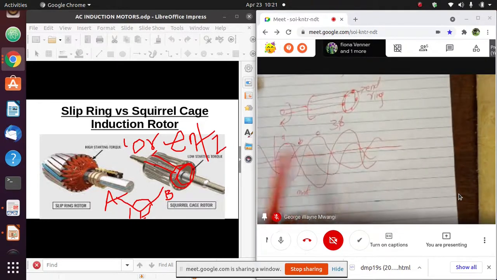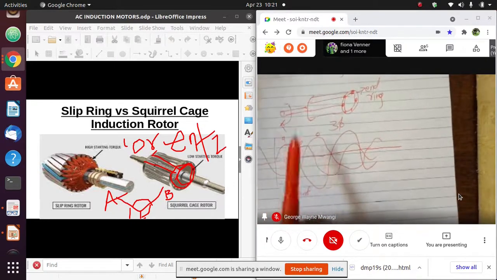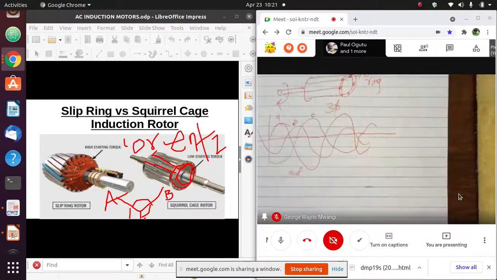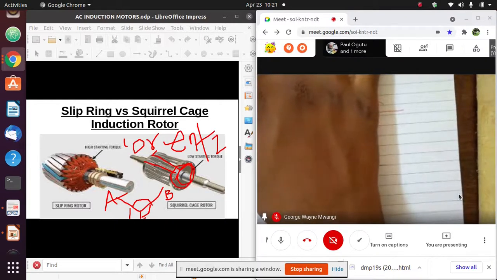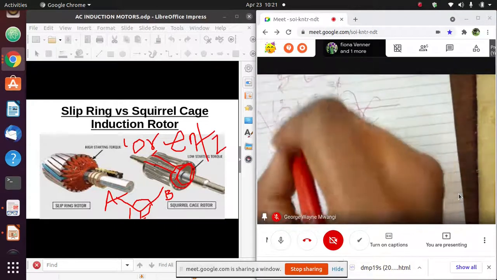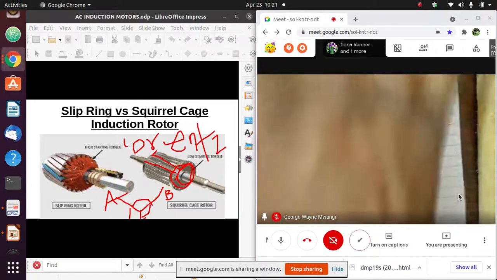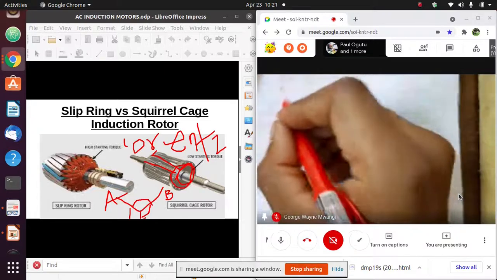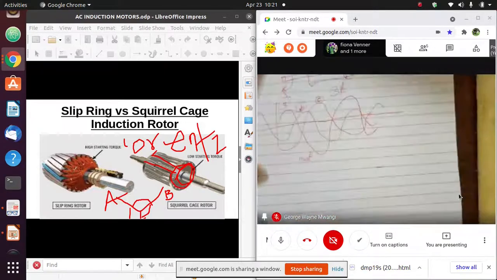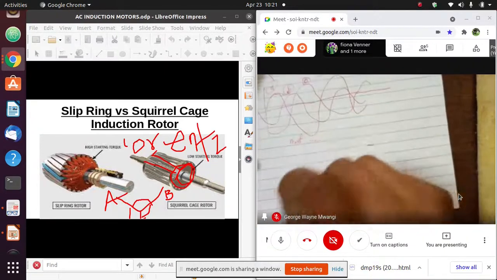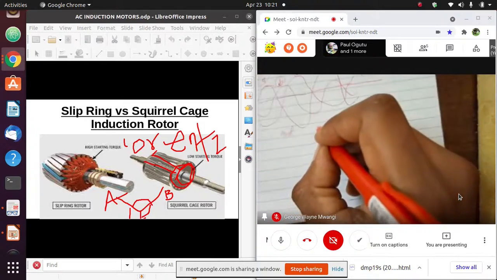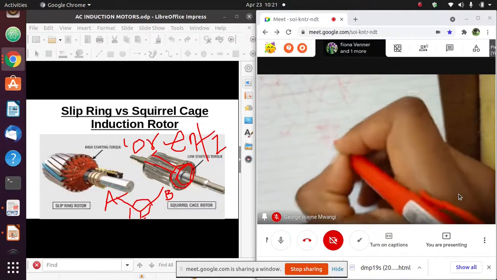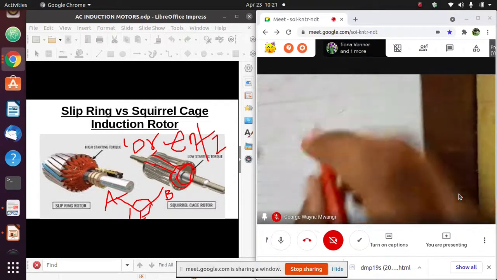What happens is the effect of these currents, since they are alternating, they produce a pulsating MMF whose amplitude and direction will be dependent on the instantaneous current. Now the pulsating MMF due to the current in the phases, let's say phase A and phase B, will produce a rotating magnetic field, a rotating field in the air gap.